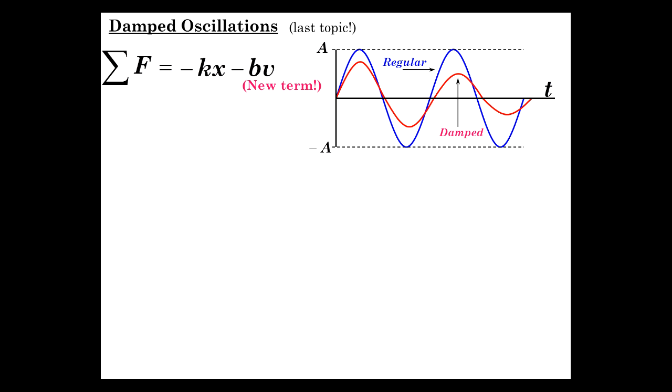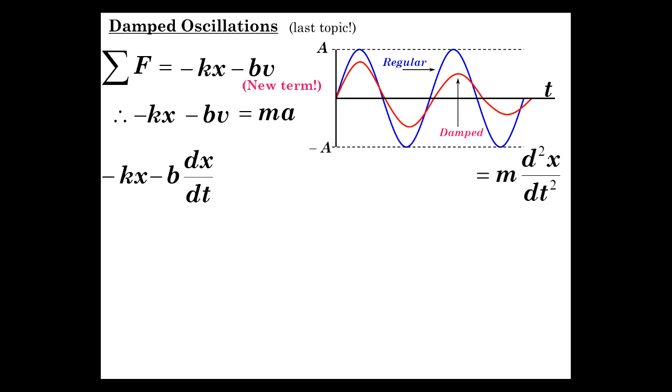It's because there's a new resistive force term, minus bv. So this is additional resistance as a function of the speed of motion. So it's kind of like moving through a viscous medium. If you try to oscillate your hand in a tub of water, the faster you move your hand back and forth, the more strongly the medium resists your motion. So that would be kind of like what we're talking about. Now that means minus kx minus bv is ma. Minus kx minus b dx/dt is m d squared x/dt squared. So that's the differential equation that needs to be solved for x.